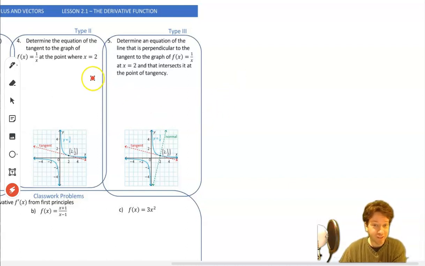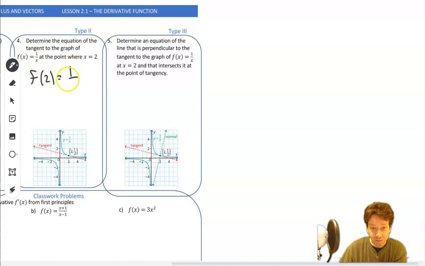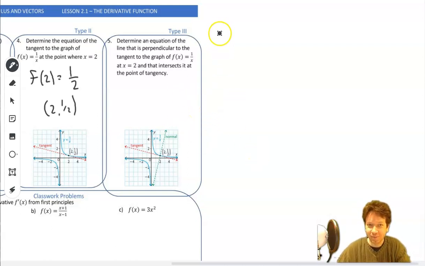Well, we can figure out a point, right? Because it's telling us x is 2. So if x is 2, we can figure out what the value of that function is at 2. And you just substitute 2, so you get 1 over 2. So there, we have a point, 2, 0.5. So now we need to find the slope. Now to find the slope, we're going to first find the derivative function. And then if we set x equals 2 into the derivative function, we will know the slope of that tangent at that point on the function. And then we can go ahead and figure out the equation of the line. So let's start with finding the derivative function. So f prime at x.